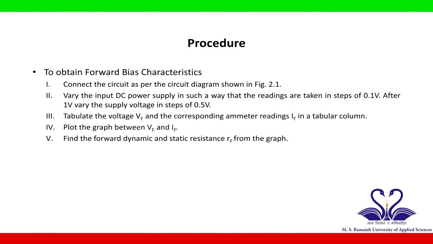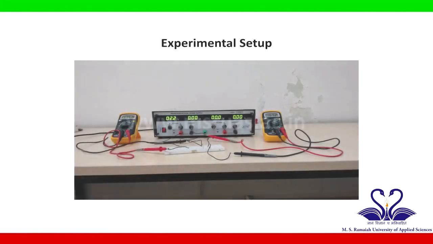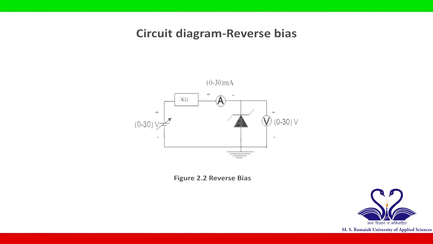Plot the graph between voltmeter and ammeter readings. Calculate the resistances. This is the experimental setup. Construct the given circuit diagram for reverse bias on the breadboard.